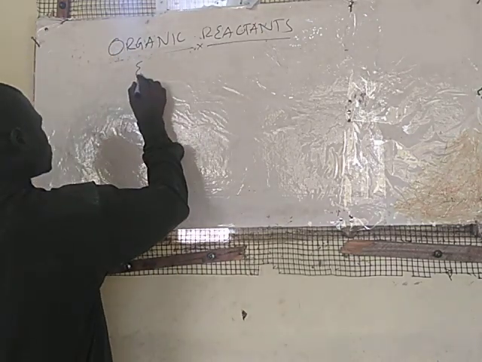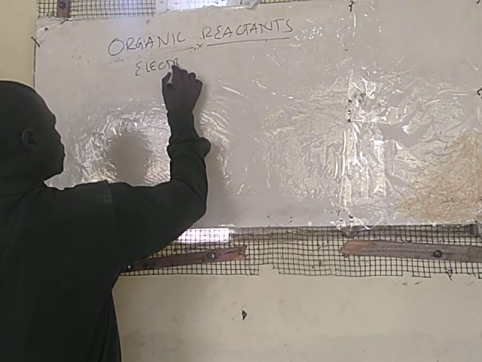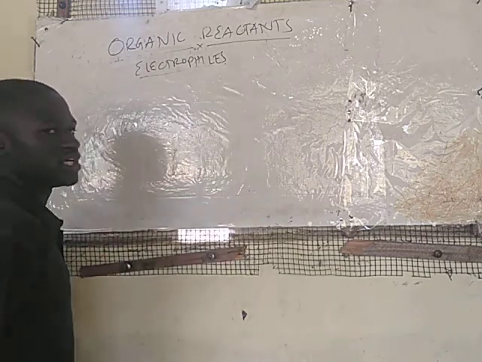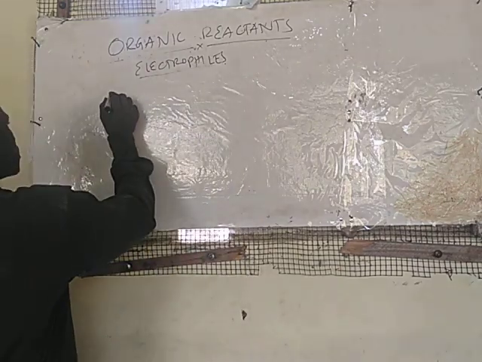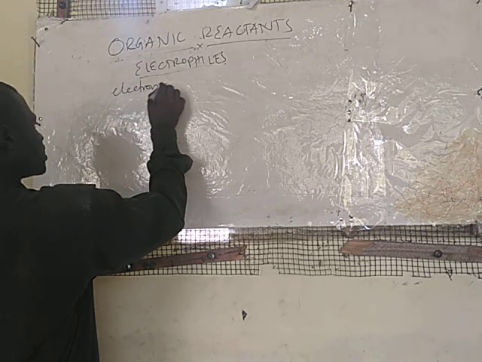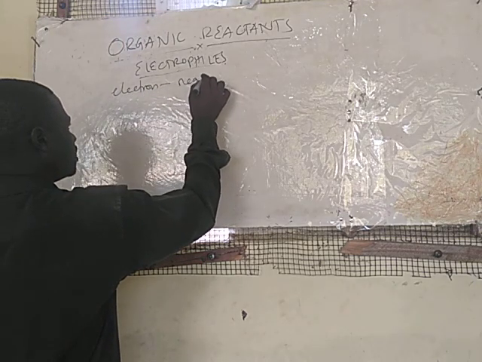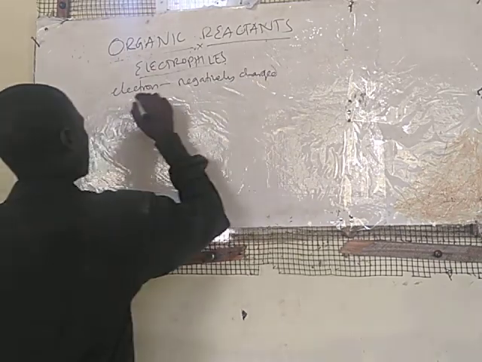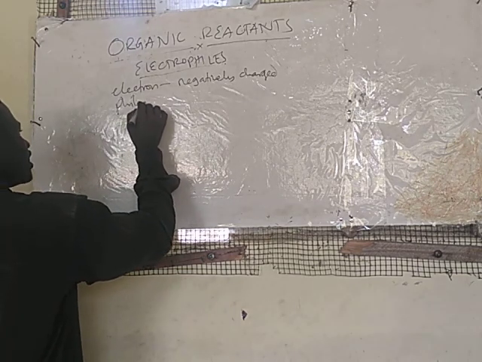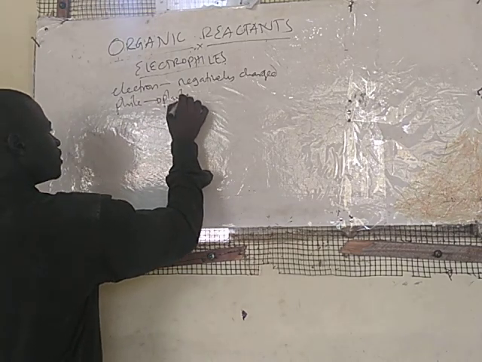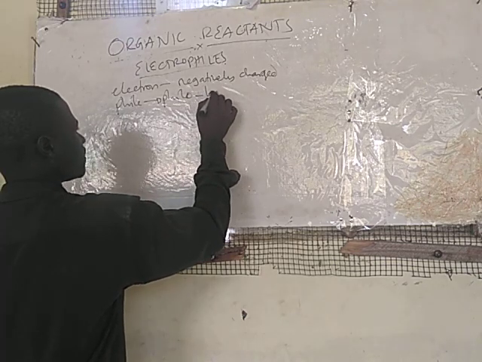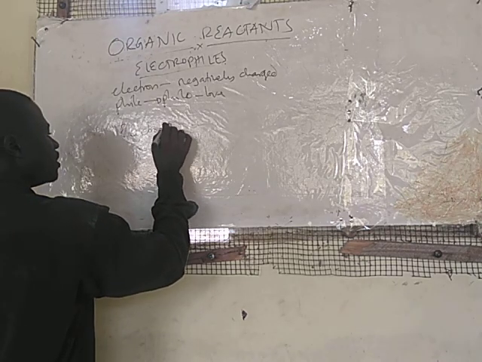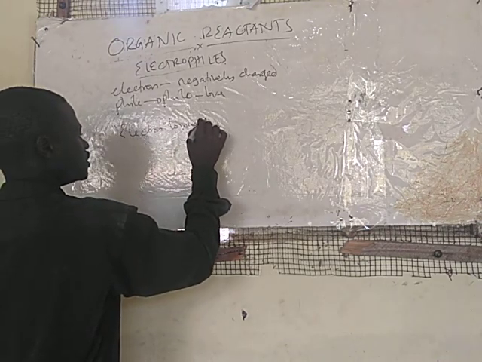Let's start with the electrophiles. So this is very easy. Electron means electron, and electron is negatively charged. And phile means love. Phile is derived from the word philo, that means love. So these are electron loving species.